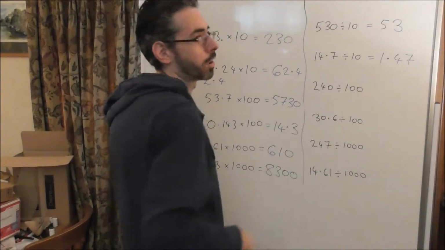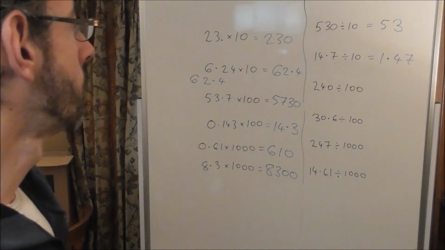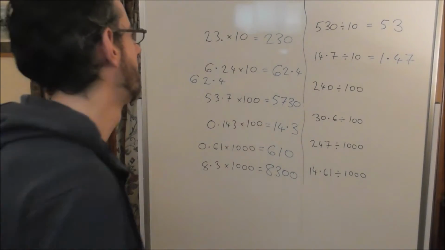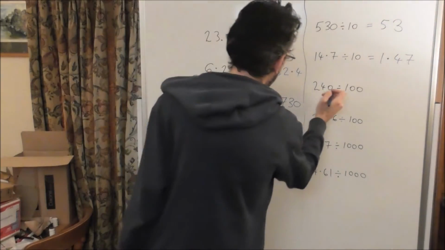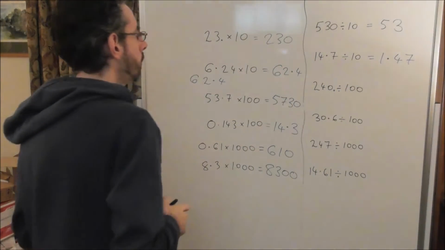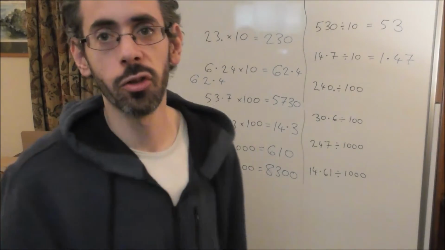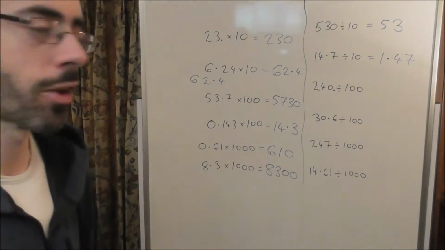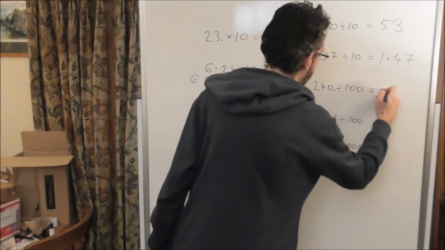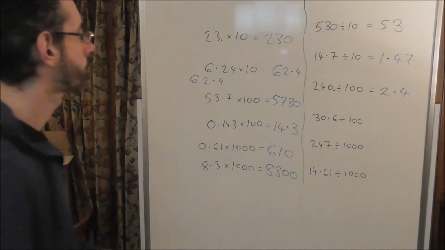240 divided by 100. So when you divide by 100, you need to move the digits 2 places to the right. You can imagine the decimal point here. So 2 of these digits, the 4 and the 0, are going to move past the decimal point. The 2 is going to stay in front of the decimal point. So the answer is going to be 2.40 or just 2.4, same thing, 2.4.